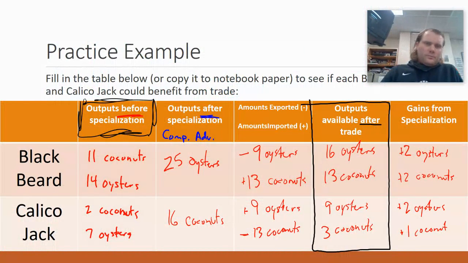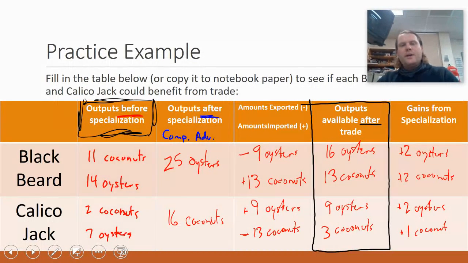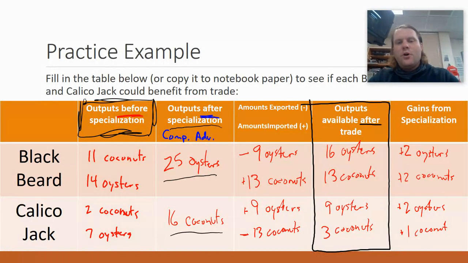Now, if we specialize, we're going to produce what we have the comparative advantage in. So Calico Jack is going to produce coconuts, Blackbeard's going to produce oysters. If we specialize, to use that fancy term, Blackbeard's going to produce all oysters, Calico Jack's going to produce all coconuts. Eventually, we're going to figure out a line of trade that is going to be beneficial for both of us. I went through and did that.